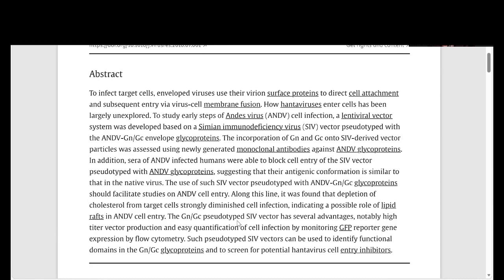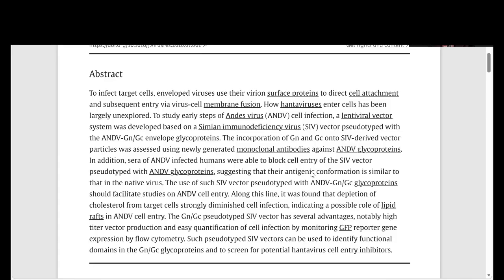The GNGC pseudotype SIV vector has several advantages, notably high titer vector production, so it can produce in the cell at a high rate, and easy quantification of cell infection by monitoring the GFP reporter gene expression by flow cytometry. Such pseudo SIV vectors can be used to identify functional domains in the GNGC glycoproteins and to screen for potential hantavirus cell entry inhibitors. So there is a benefit of using the pseudotype vector from a lentivirus like SIV.